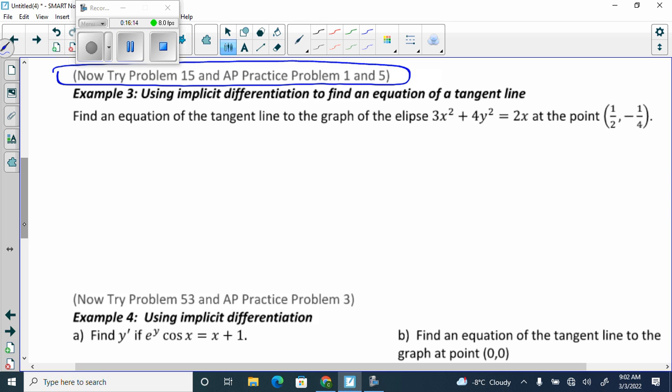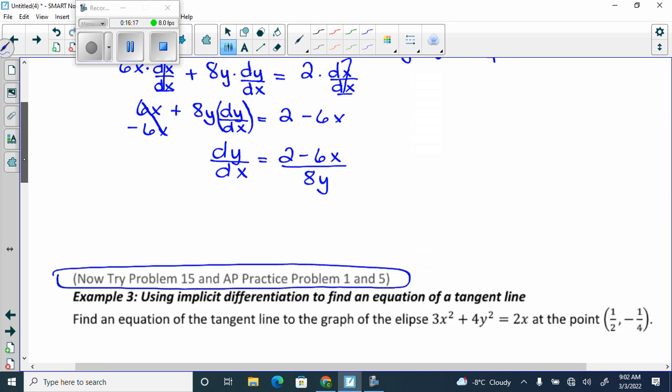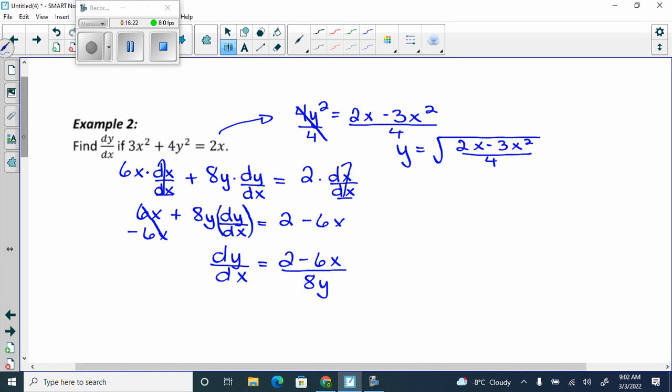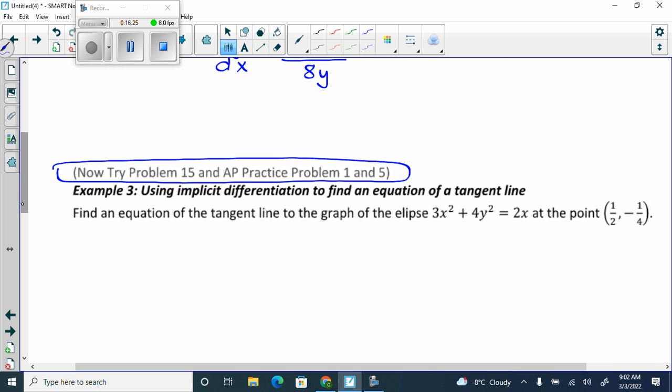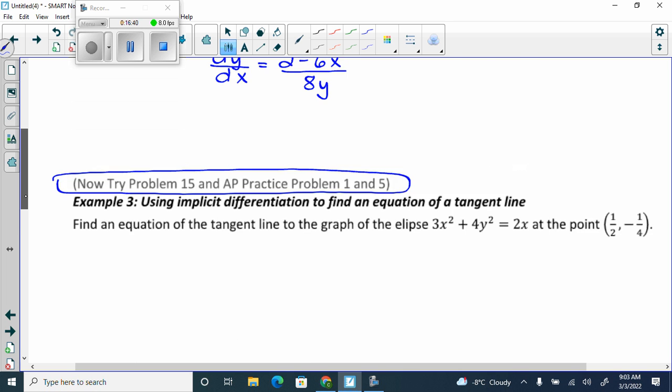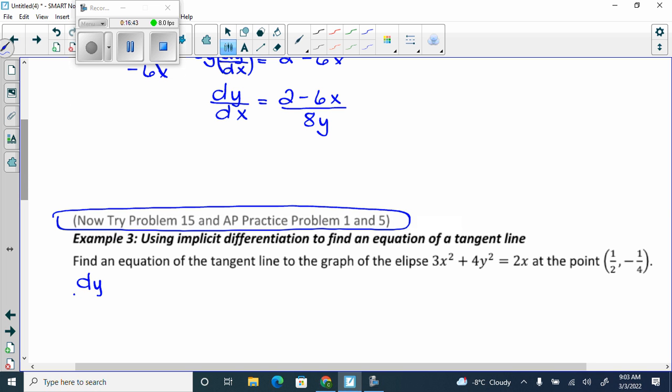All right. So the next part, if you look, we have 3x squared plus 4y squared equals 2x. Oh my goodness, it's the same equation, Batman. Now we want to find an equation of a tangent line. These are really easy because once you have the first derivative, you have the slope. So the first derivative was just this. I'm going to rewrite it. dy over dx, which equals m tangent, equals 2 minus 6x over 8y.